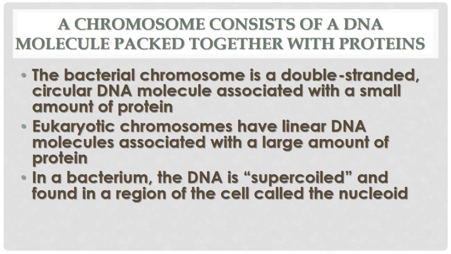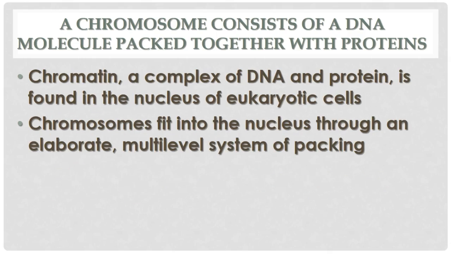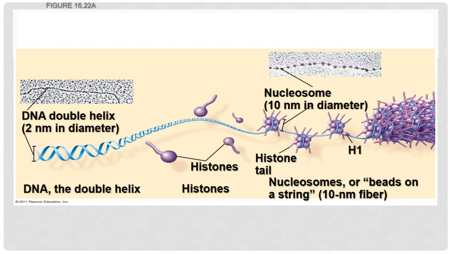Chromosomes are made of DNA packed together with proteins. The DNA is coiled and then supercoiled together. There are a lot of proteins involved here. There are various different ones. Chromatin is what we find in the nucleus of eukaryotic cells, and the chromosomes are definitely packed very tightly into the nucleus there. So here's our double helix.